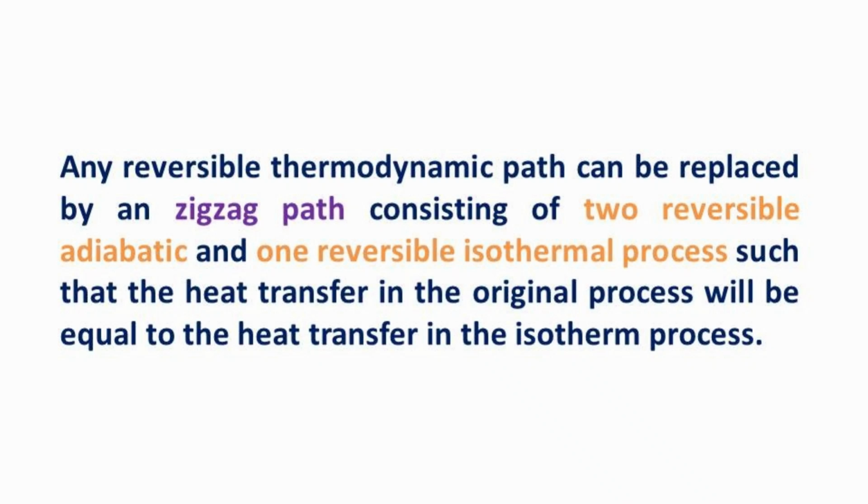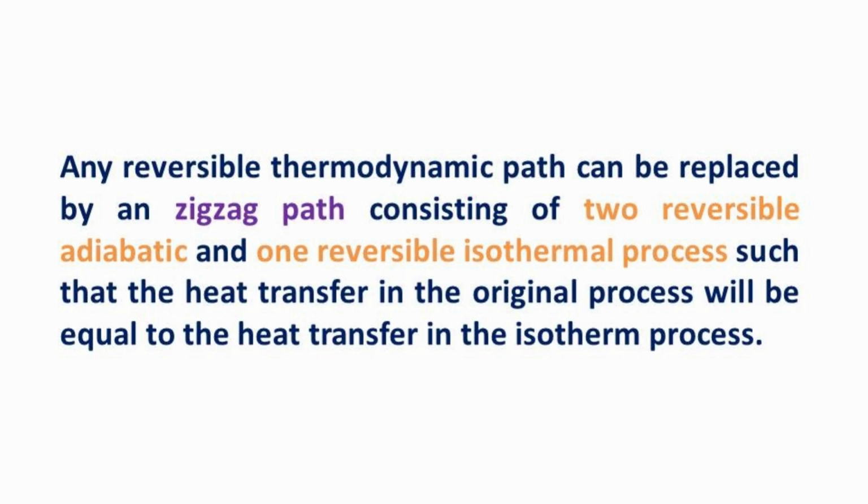In the last lecture, we have established that any reversible thermodynamic path can be replaced by a zigzag path consisting of two reversible adiabatic and one reversible isothermal process. This replacement would be such that the heat transfer in the original process will be equal to the heat transfer in the isothermal process.